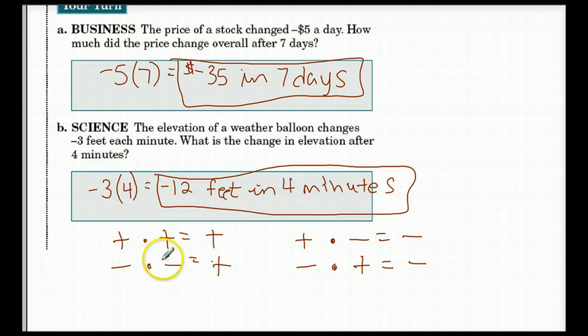Of course, when there's more than one of these, it's going to change. If there's 3 positives and 2 negatives, your answer will change. So just keep that in mind, but in general, this is a good rule to follow.